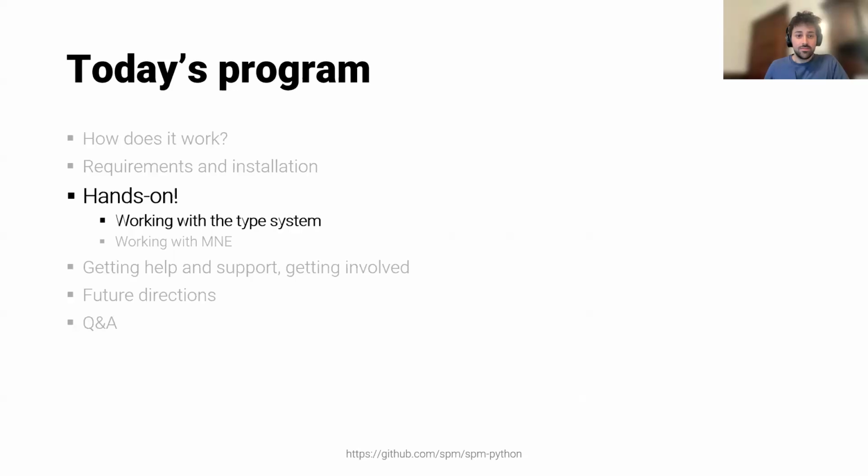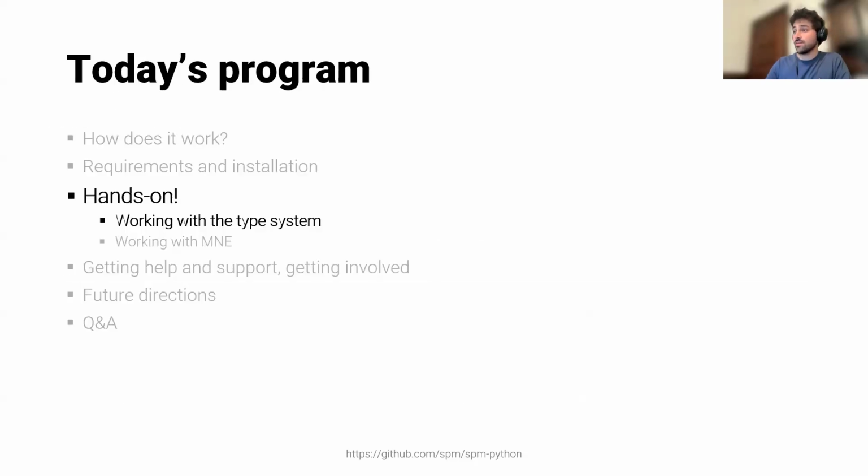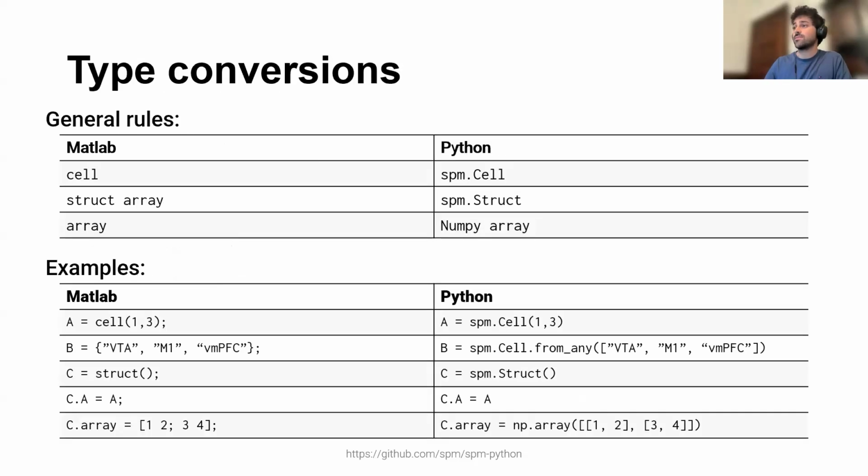Okay. So now I'll explain a bit more about the ways of SPM-Python and how it works, and what things we have tried to develop. The first thing is the type system. I'll explain quickly how the type conversion works, and then I'll run a little notebook that you can find online as well.